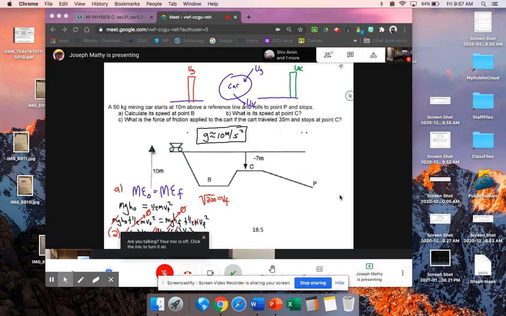Does anybody have that number? Oh, I've got my calculator here, so I can do it. 14.1. Yeah, that's what I got. Well, I got 14 exactly, but I did 9.8 meters per second squared. Let's do 2 sig figs. There. We've got our answer for A.